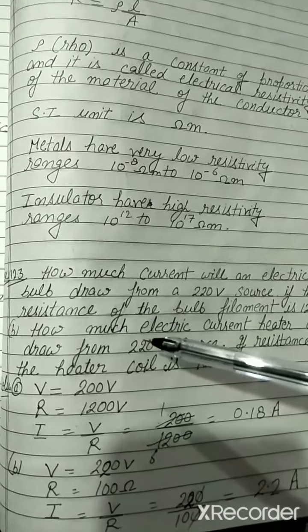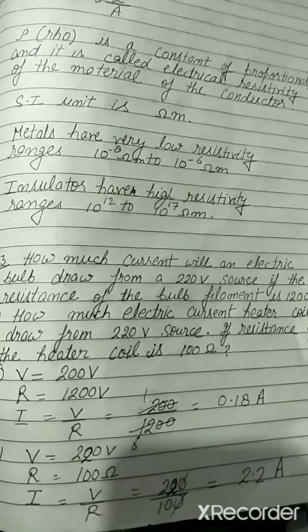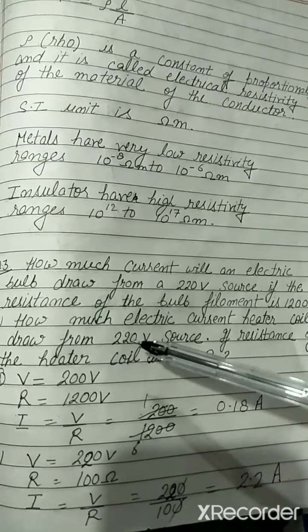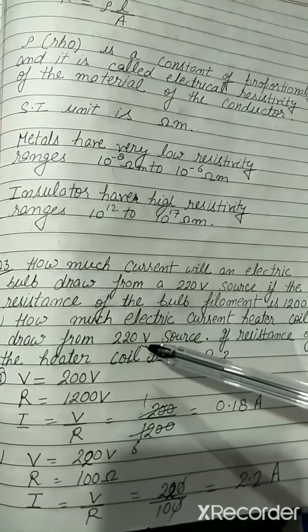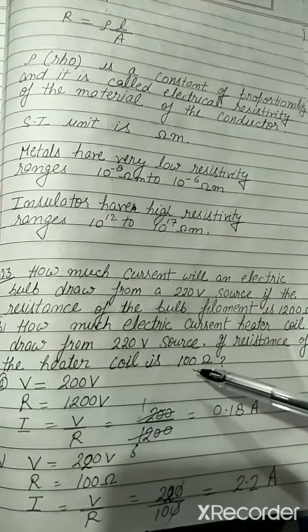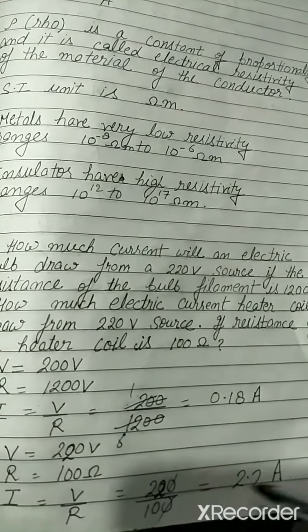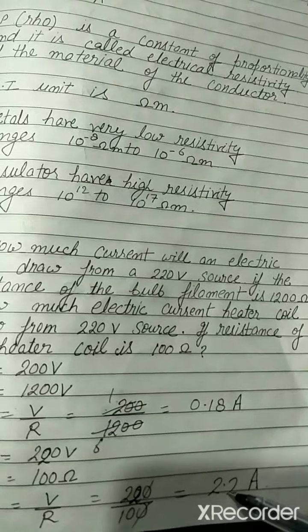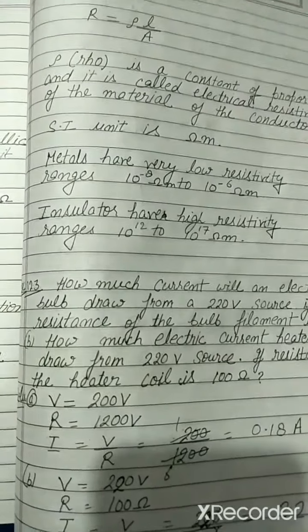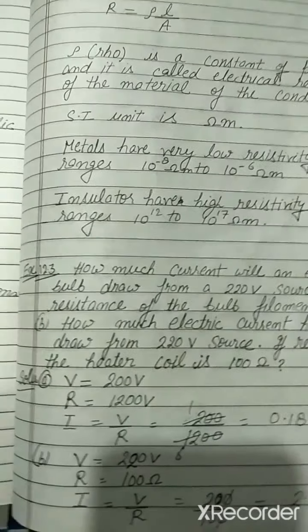Now the second part: how much electric current is drawn from a 220 volt source. Here the potential difference is 220 and the resistance of the heater is given as 100. So we put the values 220 by 100 and we get 2.2 ampere. So in this way we can calculate current in both the cases.